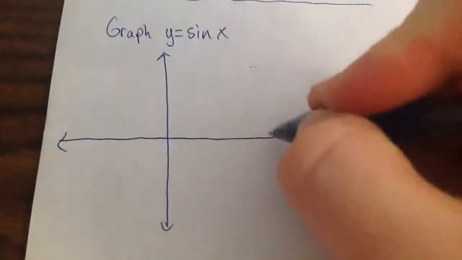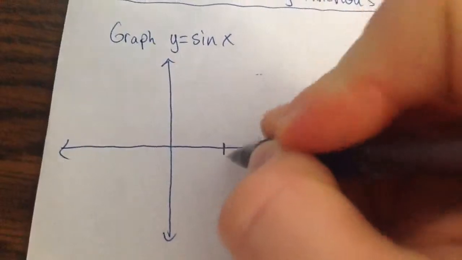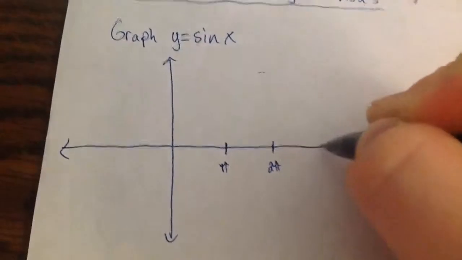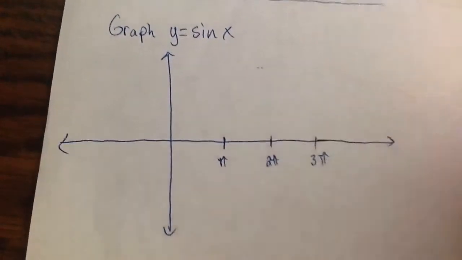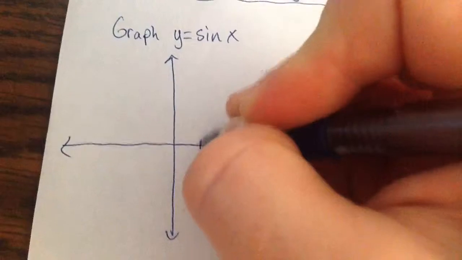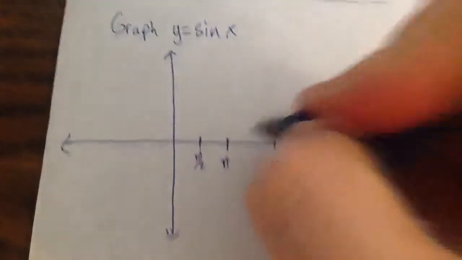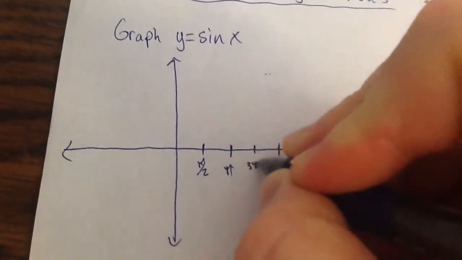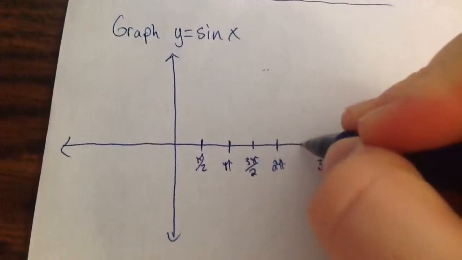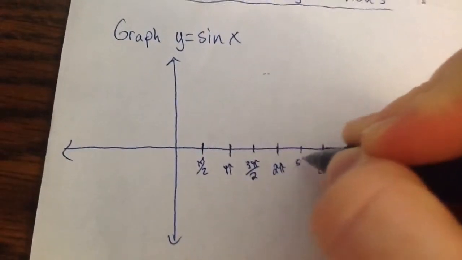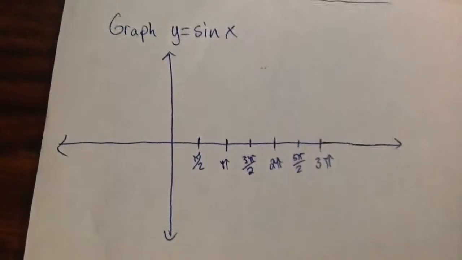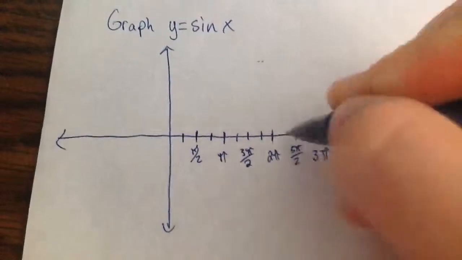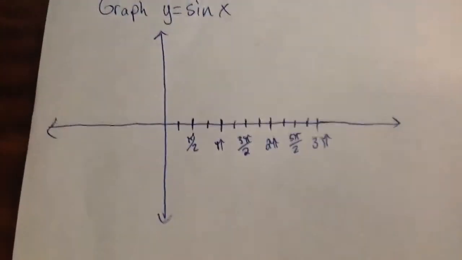Down here, I'm going to go by pi, 2 pi, 3 pi. So here's pi over 2, and here's, remember we struggled with fractions, 3 pi over 2, that'd be 4 pi over 2, 5 pi over 2, and here's the pi over 4s, which I'm not going to write in, I'm just going to put little tick marks. Alright, so we got our x-axis down.